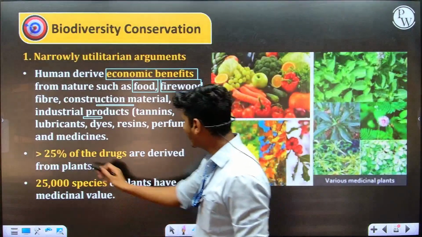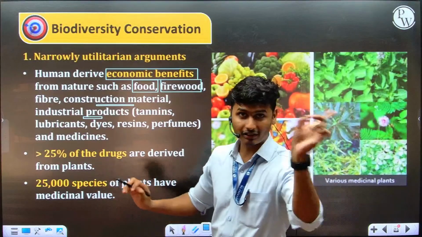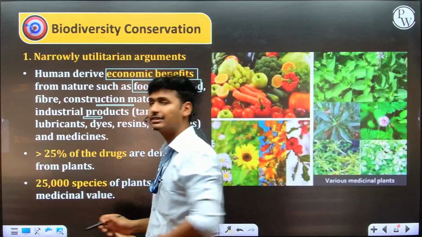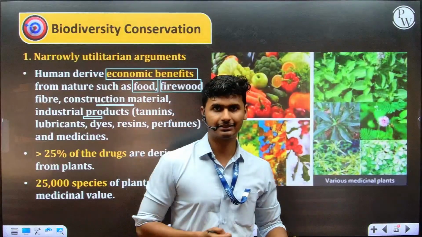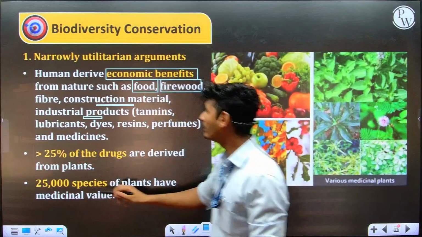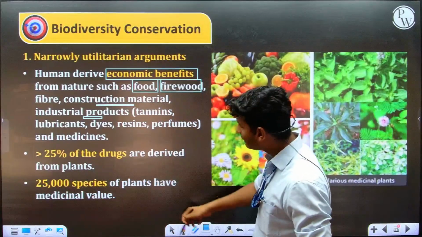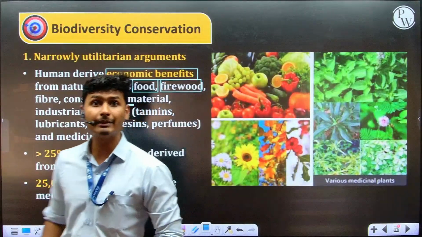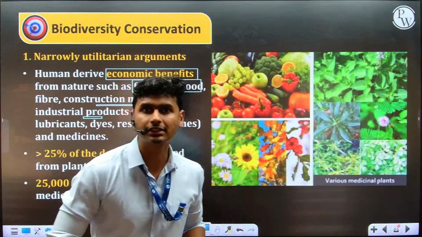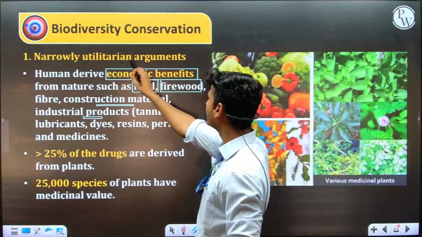25% of drugs, not those drugs. Heroin, ganja, opioids, those are not what I mean. I am talking about drugs like medicinal drugs. If I am eating paracetamol, this is also a drug. So 25% of drugs are derived from plants. 25,000 species of plants have medicinal value. For this, we have to save plants, sir. Now this is narrow thinking, the narrowly utilitarian argument.